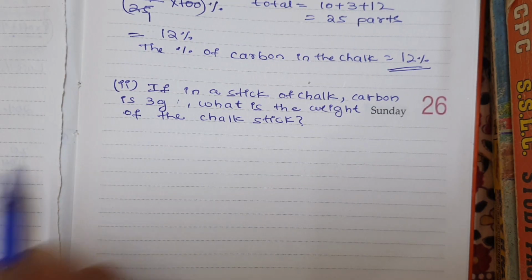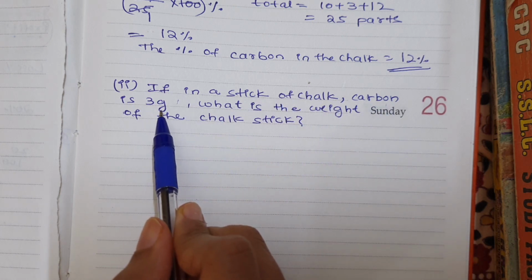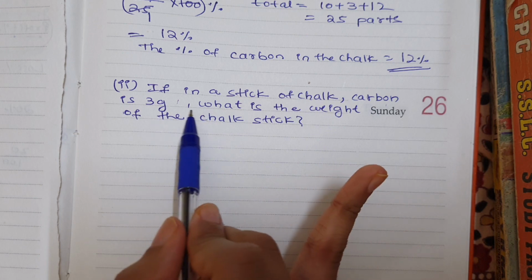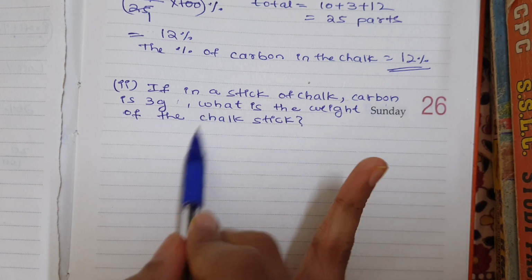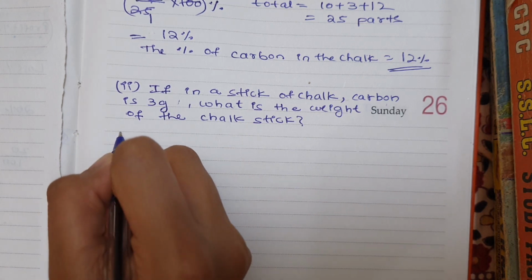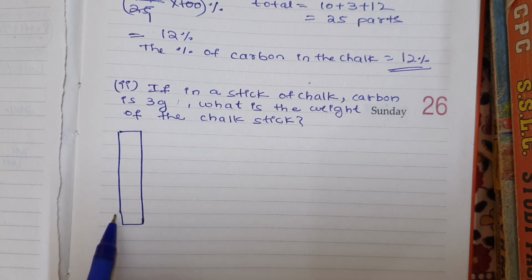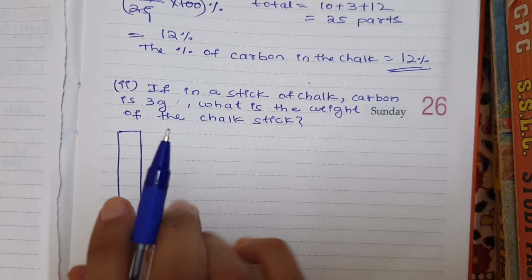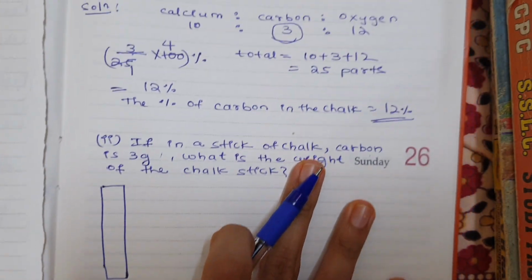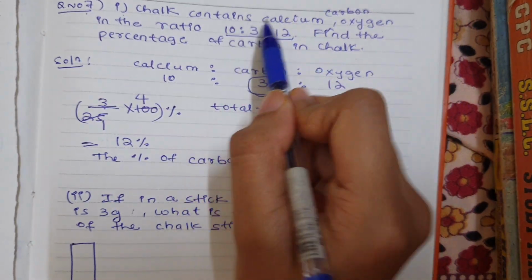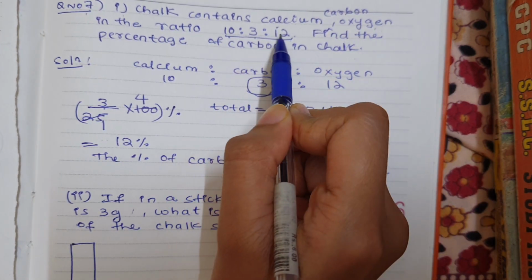Now the second sub question. If in a stick of chalk carbon is 3 gram, what is the weight of the chalk stick? We have to find the weight of a chalk stick. If you consider this as one chalk stick, the chalk stick consists of calcium, carbon and oxygen in the ratio 10:3:12.